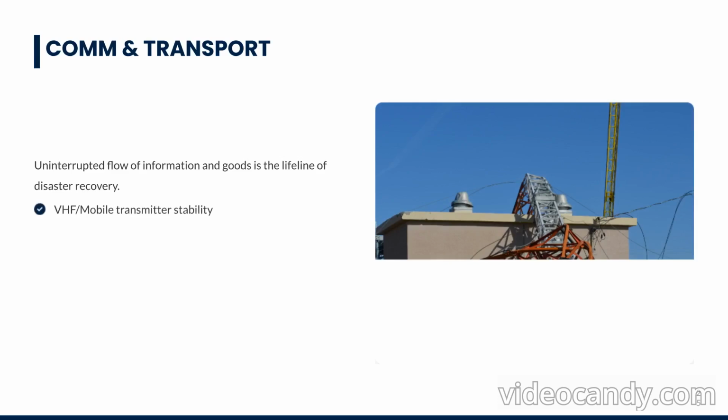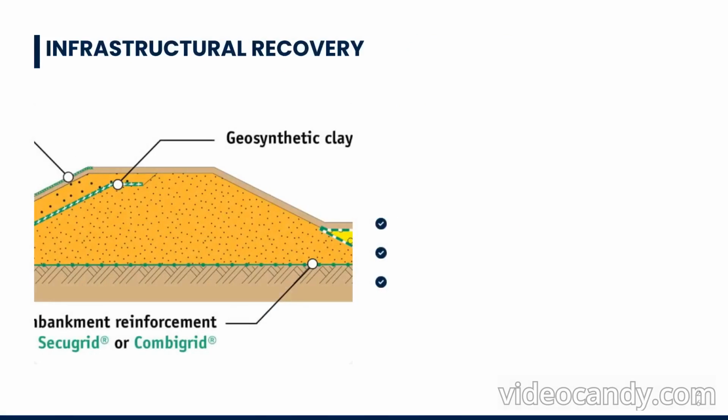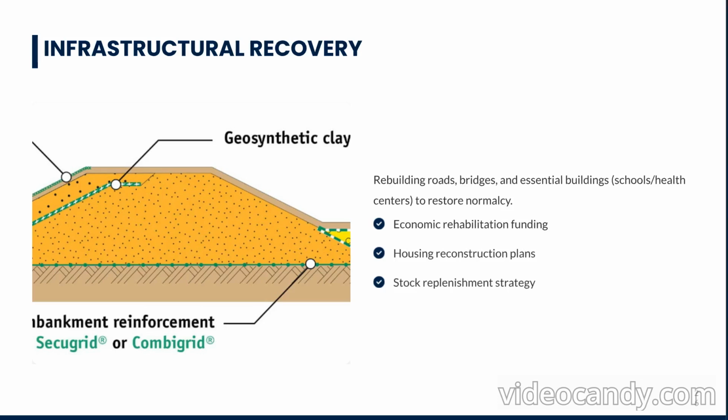Communication and transport ensure the uninterrupted flow of information and goods. This involves maintaining the stability of transmitter networks, controlling rumors, repairing rail and road networks, and securing cargo in transit. Infrastructural recovery focuses on restoring normalcy. This includes rebuilding roads, bridges, and essential buildings. Economic rehabilitation funding and housing reconstruction plans are also vital components.